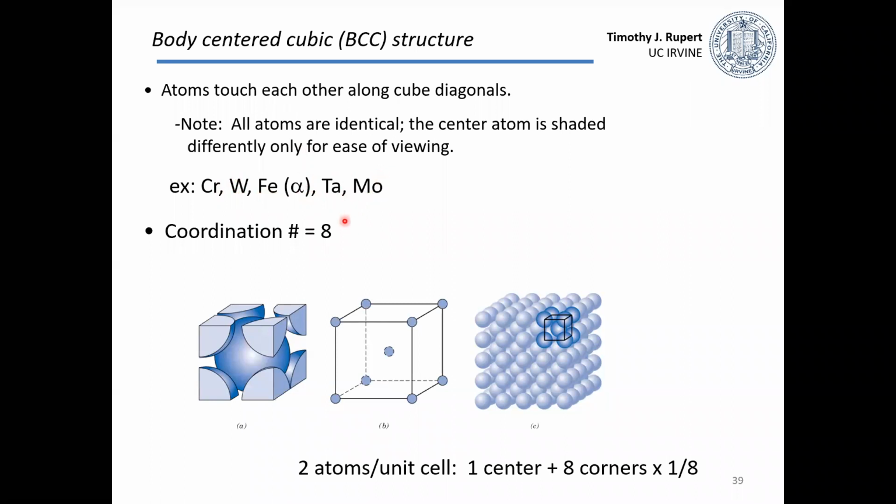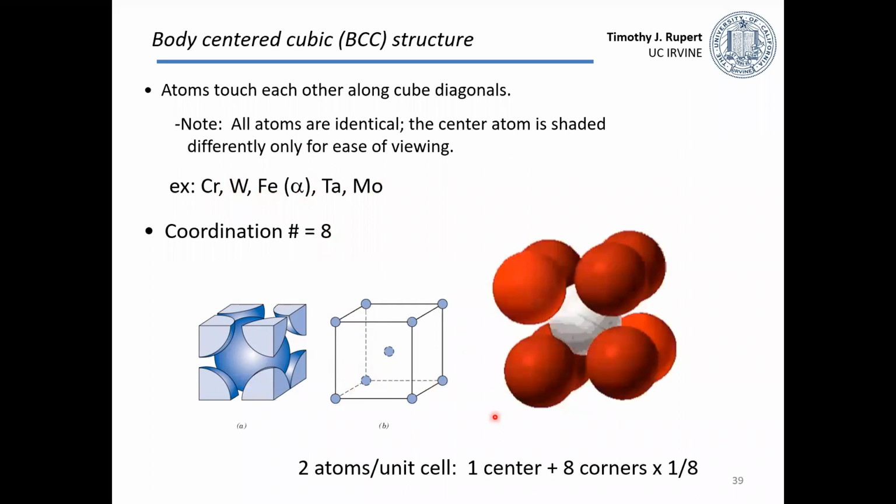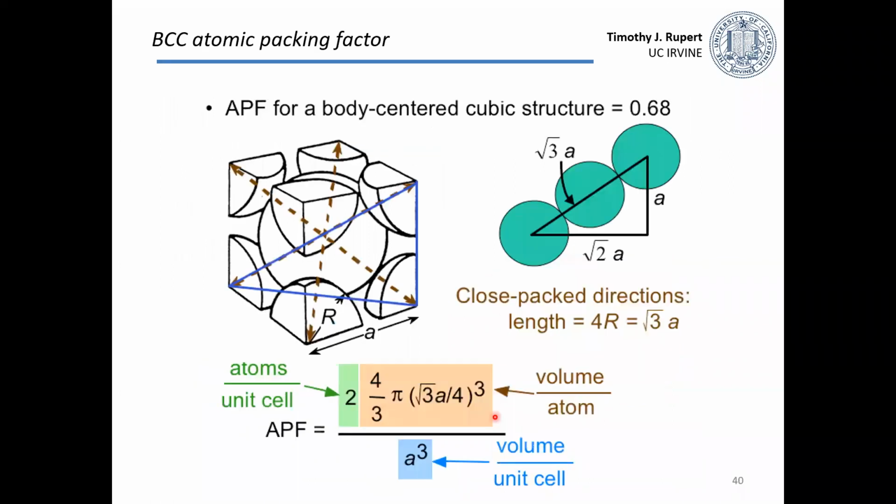In this case, we have a coordination number of 8. The easiest way to see that is if we look at that center atom, its nearest neighbors are the 4 atoms on the top plane and the 4 atoms on the bottom plane. That's its 8 nearest neighbors. And again, we have 2 atoms per unit cell. We can ask ourselves the same question: how much space is filled up by this body-centered cubic structure?